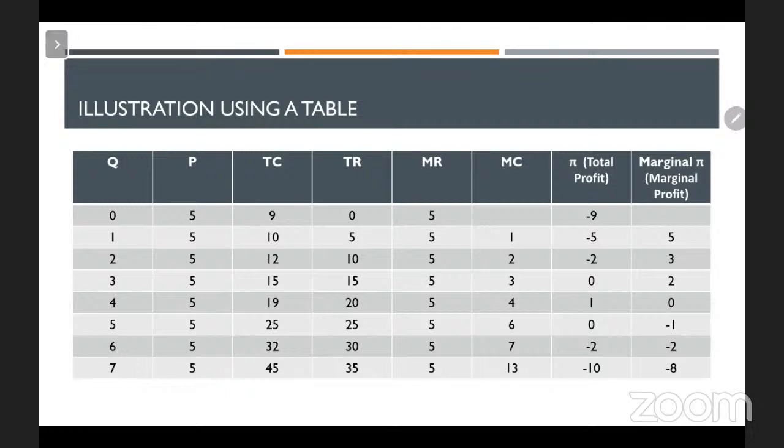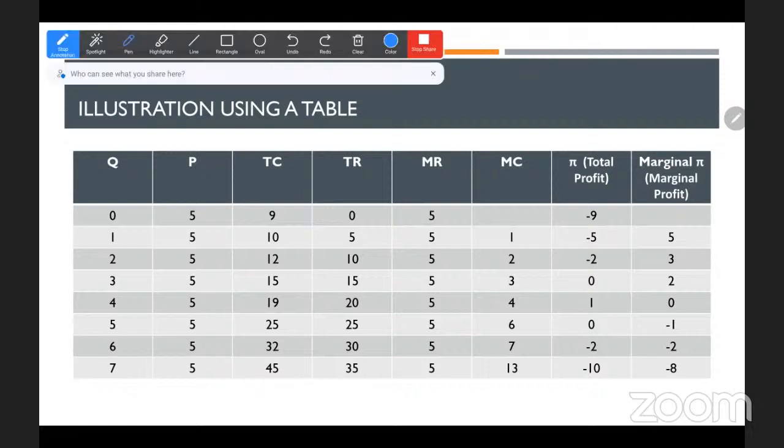So what else can we get from here? The marginal, what do you call this? For the first unit, the marginal revenue is still 5 because it is a price taker. First unit, second unit, all the way down, it's just 5. But the marginal cost would be the total cost for 1 minus the total cost for 0. So it's 10 minus 9, so 1. All right? So for marginal cost, this was derived from this table.